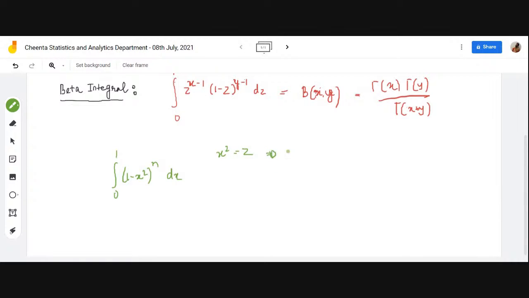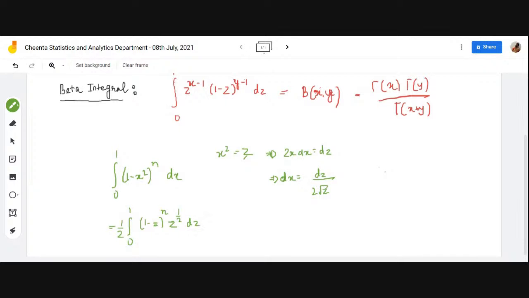So you get over here that 2x dx is equal to dz, which implies that x dx is equal to dz by 2 root z. Because x is greater than 0, root z is greater than or equal to 0, so root z makes sense. So let's replace it: we get 1 minus z whole to the power n, and dz by 2 into z to the power half.